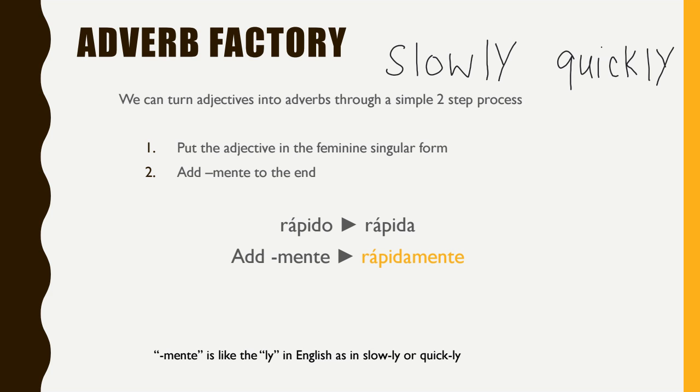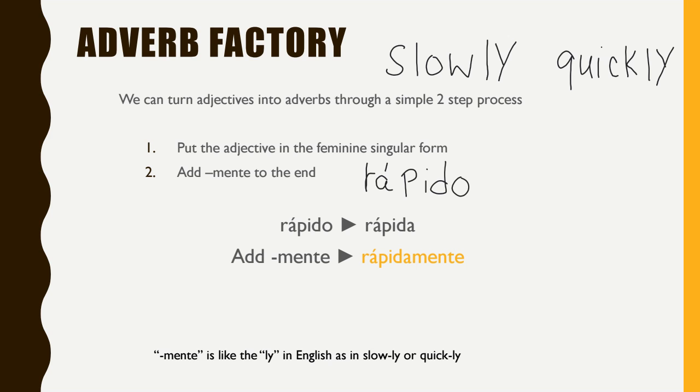So I can say he is slow or he walked slowly. She is quick, or she ran quickly. All right. And so we can do the same thing in Spanish. It's only two steps in Spanish. The first step is that we put the adjective in the feminine singular form. And the second step is that we add mente to the end. So let me show you an example here, and we're going to use the adjective rápido.